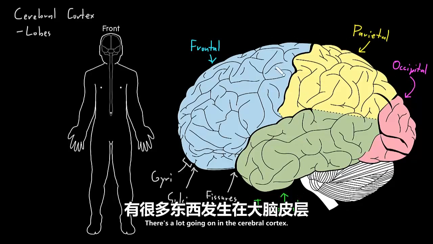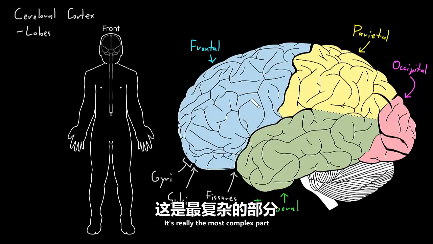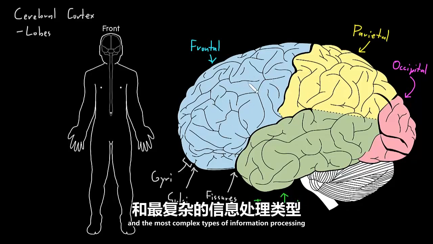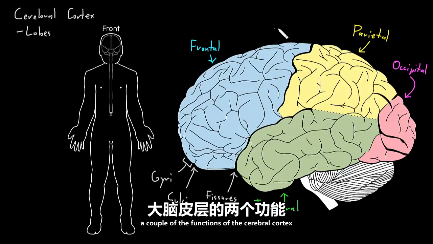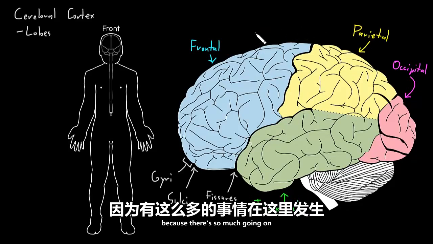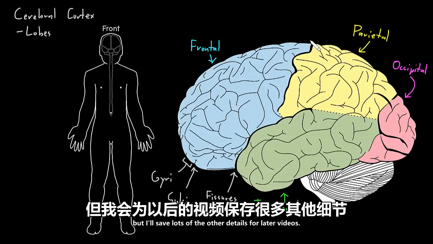And there's a lot going on in the cerebral cortex. It's really the most complex part of the entire nervous system, and the most complex types of information processing and functions of the nervous system occur in the cerebral cortex. So I'm just briefly going to touch on a couple of the functions of the cerebral cortex because there's so much going on, but I'll save lots of the other details for later videos.